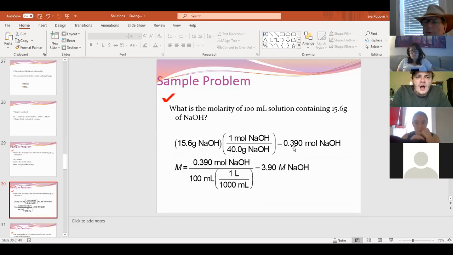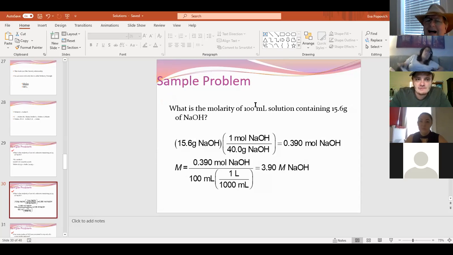That's equal to 0.390. Did I not warn you guys that you're going to be doing a lot of conversions from grams into moles and moles into grams? Keep that aware. That's what you should be working on right now. So I've got my moles of sodium hydroxide. It's in 100 milliliters or 0.1 liters. So I take my 0.390 divided by 0.1 liters. This gives me a solution of 3.90 molar.